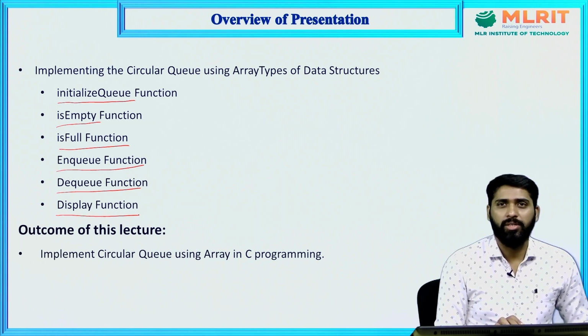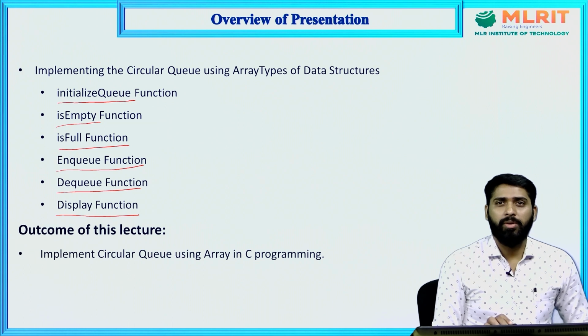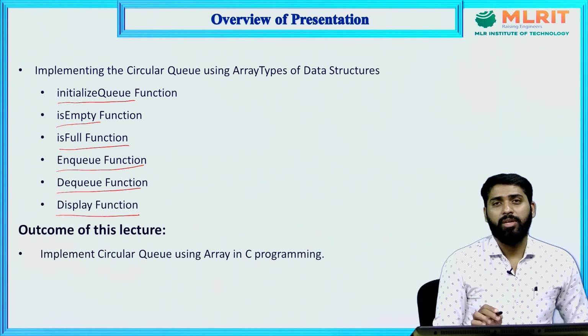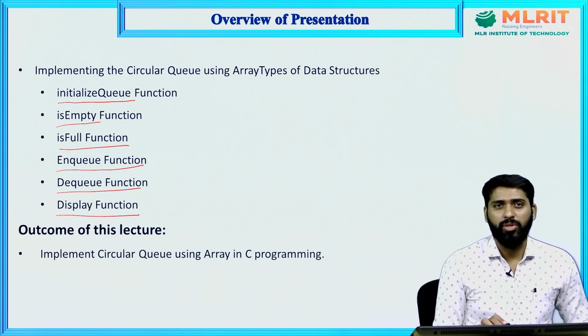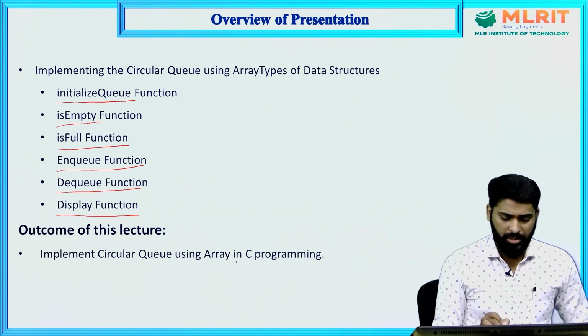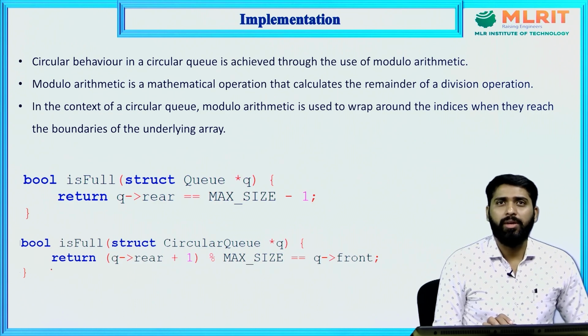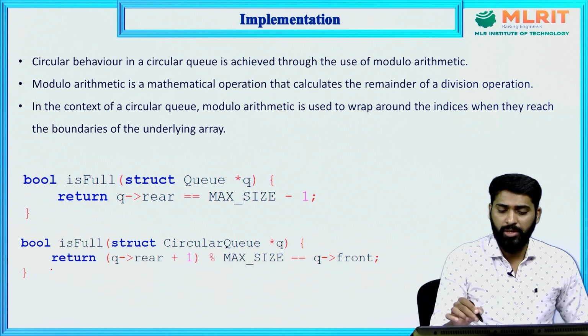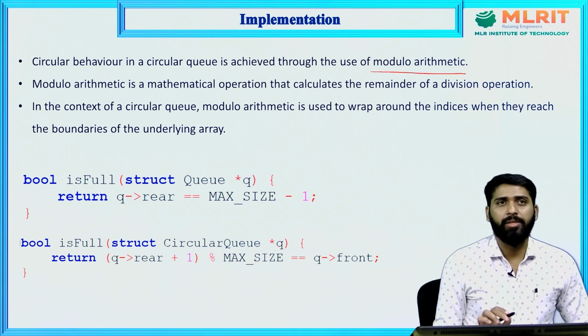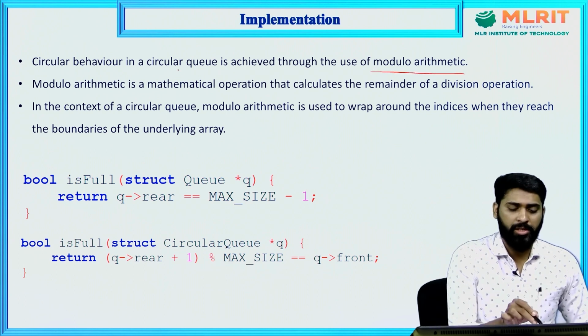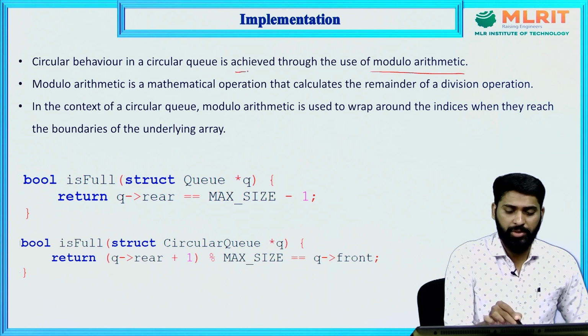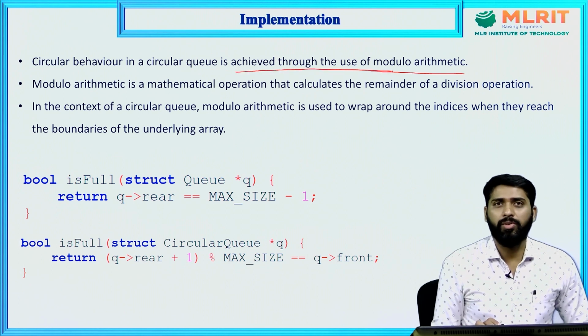the display function. Okay, coming to the outcome of this lecture, at the end of this lecture you will all be able to implement circular queue using arrays in C programming. Implementation: circular queue behavior we are going to achieve using some modulo arithmetic. Circular behavior in a circular queue is achieved through the use of modulo arithmetic.